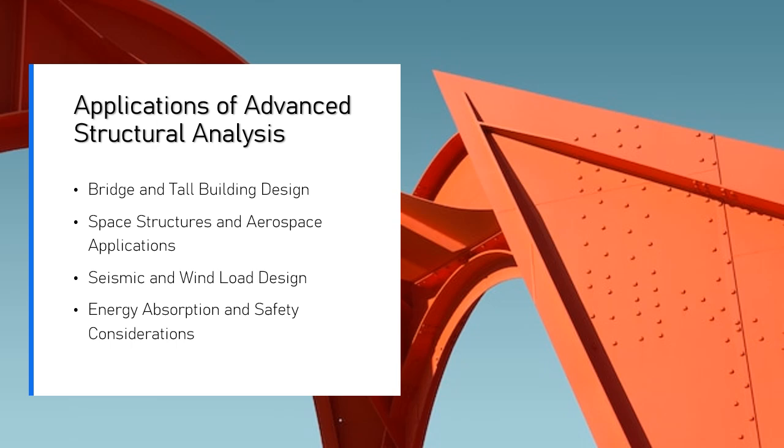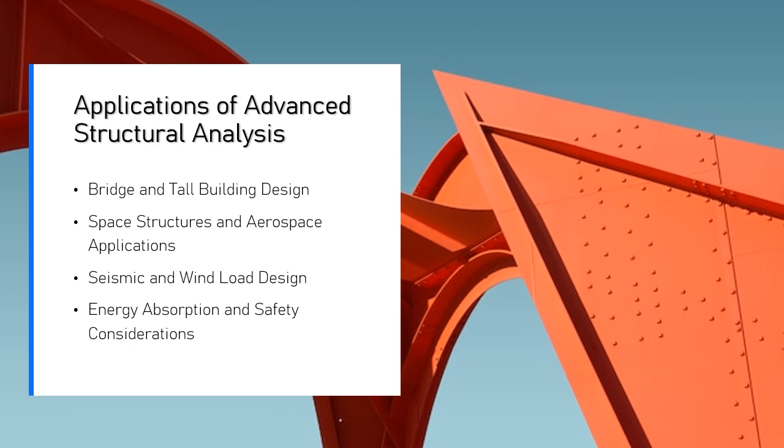2. Structural systems for tall buildings. Case study: Willis Tower, Chicago. Challenges: the Willis Tower, formerly Sears Tower, in Chicago is one of the tallest buildings in the U.S., and its design required careful consideration of lateral stability, particularly in high wind areas.